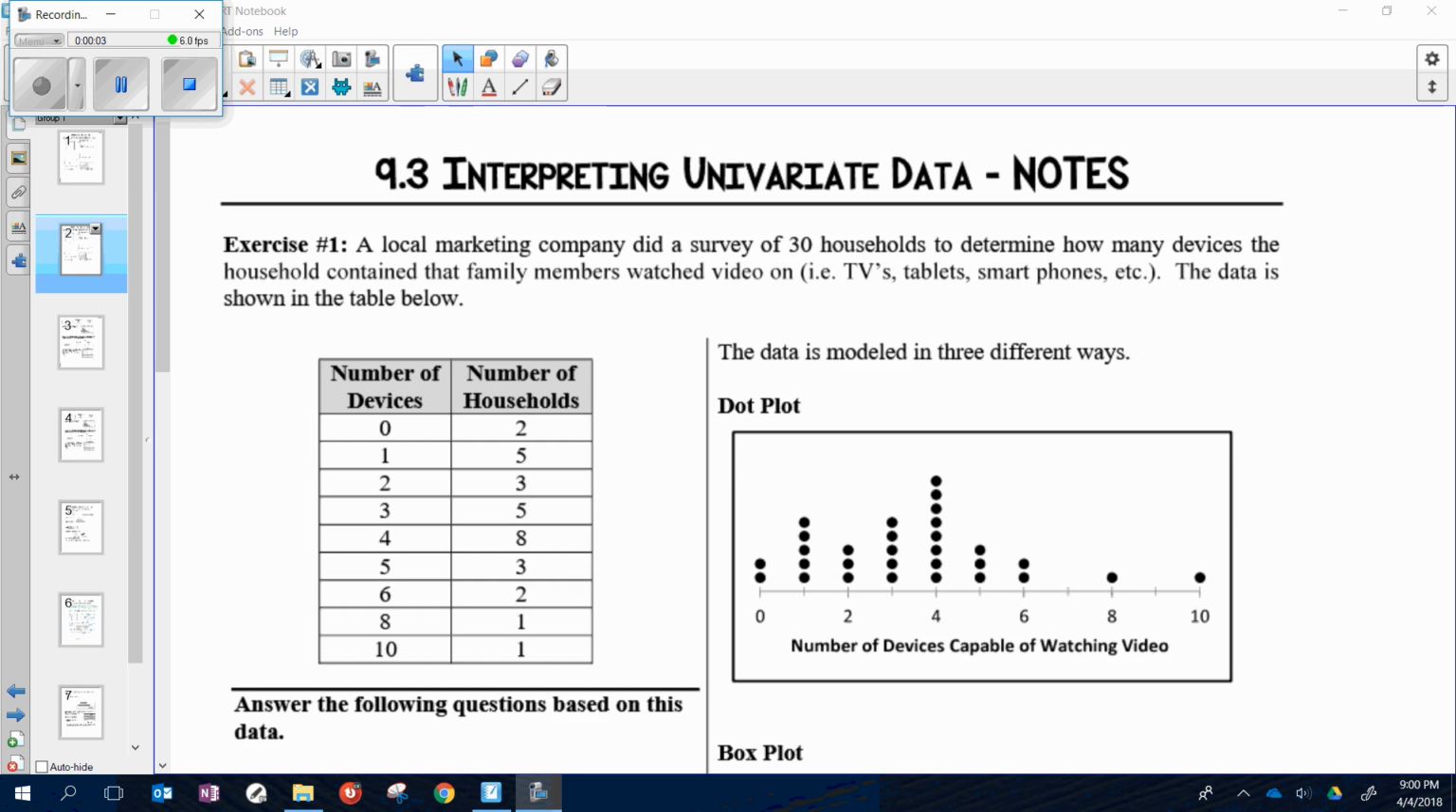Hello everyone, you are watching video notes 9.3, Interpreting Univariate Data, which means one variable data. One variable.